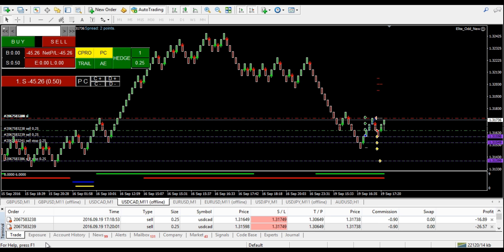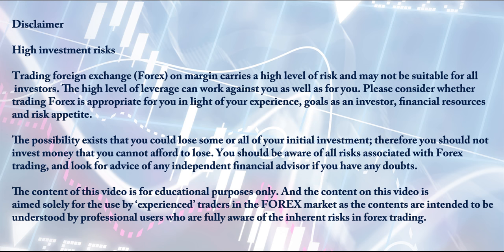Back to the trade, guys. So this was a losing trade. I did take a loss on this trade. So pretty much at this point, I was at break even. But I did trade later on during the day, which made it a profitable day.